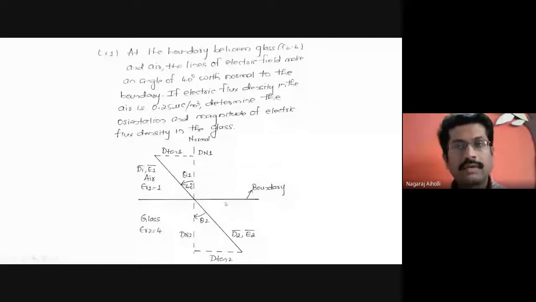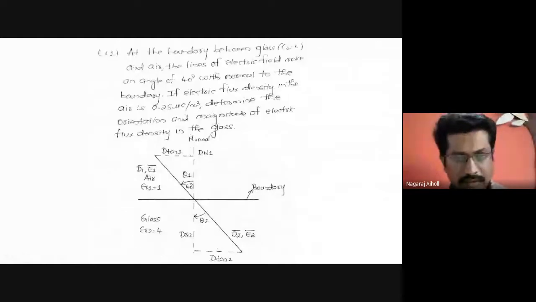For the boundary between two dielectrics, sorry, this is a dielectric medium. Glass is a dielectric medium, and air here is also a dielectric medium because we are taking air as a dielectric. So it is a boundary between two dielectrics, not the boundary between a conductor and free space, because glass is an insulator. Air is also an insulator. So we are considering the boundary between glass and the air medium.